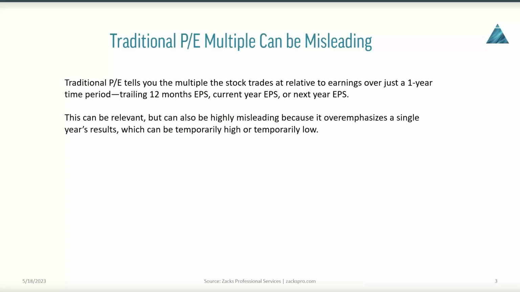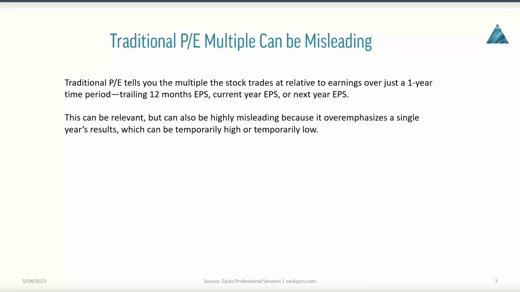period. So we can have trailing PE, which uses the last 4 quarters of earnings. You can use current year EPS, which uses analyst estimates for this current fiscal year. Or you can use next year's earnings, again also analyst estimates. All three of them can be good. They can be useful. But there is a major pitfall with using a PE multiple to make a determination whether a stock is expensive or cheap. And that is because it overemphasizes a single year's results.